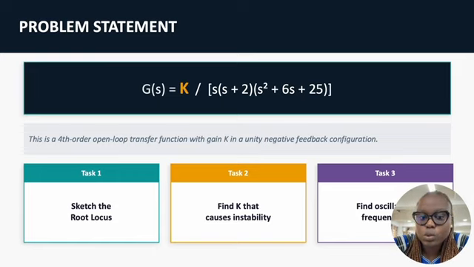To construct the root locus, the first step is identifying the poles and the zeros. The poles are obtained by setting the denominator to 0. For this given function, we get s1 to be 0, s2 to be negative 2, s3 to be negative 3 plus 4j, and s4 to be negative 3 minus 4j. This means that there are no finite zeros. That is, the total poles are 4 and the total zeros are 0. The root locus always starts at the poles when k is equal to 0 and then moves towards the zeros as k approaches infinity. Since there are no zeros, all branches go to infinity.